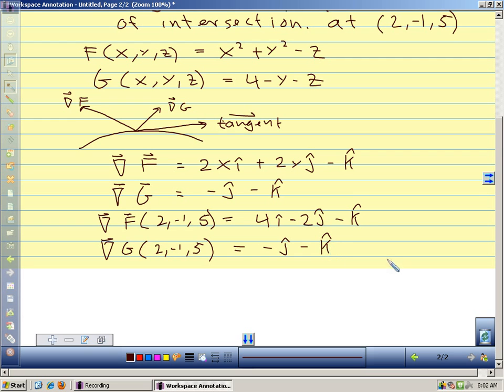So I take the cross product. The cross product is going to point in the direction of the tangent line. I'm not going to write the whole thing out. We know how to take cross products. So del F cross del G gives me i plus 4j plus 4k.